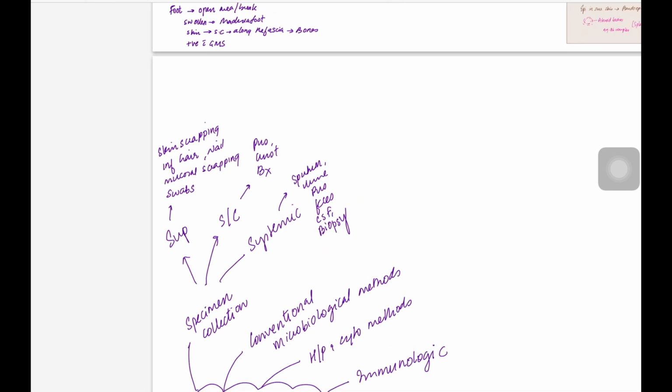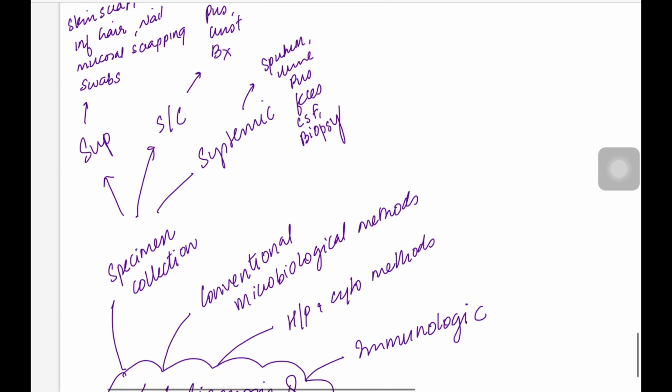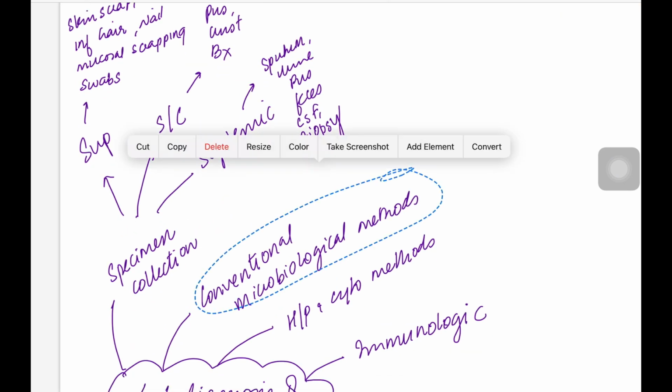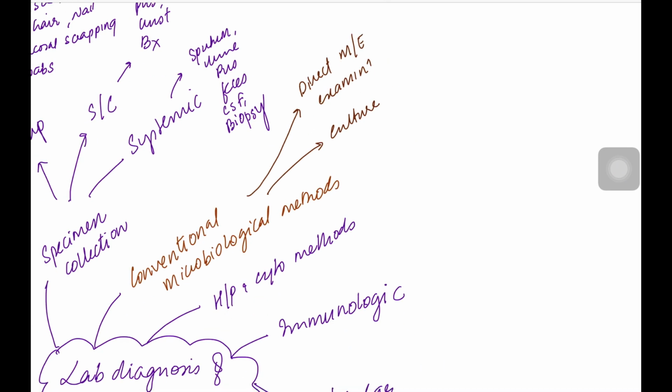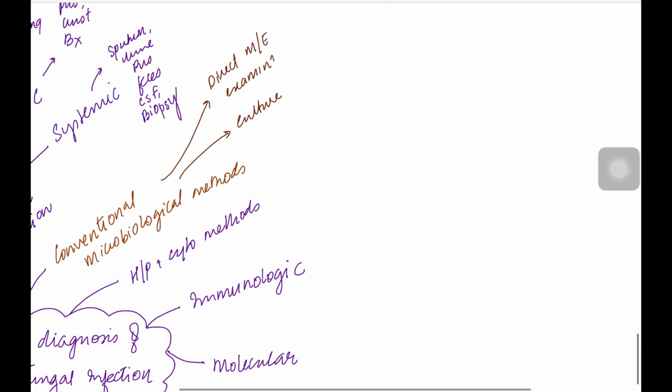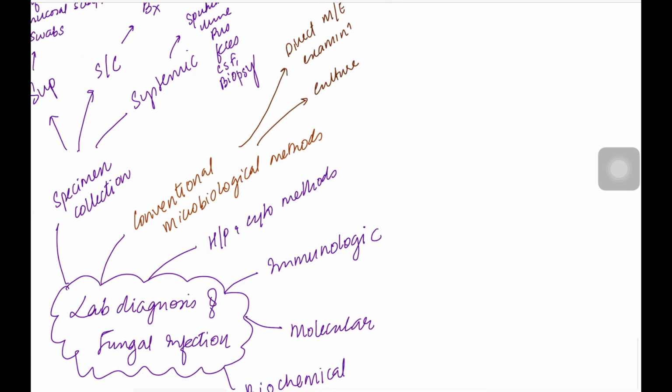Now, coming to conventional microbiological methods. First there is direct microscopy, by Gram stain, Giemsa stain, and calcofluor white stains also can be used. And you can also do culture, but culture will take time. Certain fungi can be detected by microscopy because of their distinctive morphology.